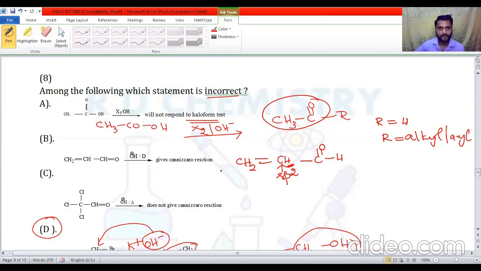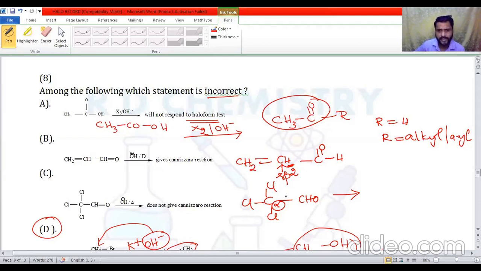Option C. The given compound contains 3 chlorine atoms on the same carbon, then CHO is there. Now here, the compound is said not to undergo Cannizzaro's reaction. Now this is the alpha carbon atom. Hydrogens are not there, right? It should undergo Cannizzaro, but the given statement says it does not, which means some other reaction is taking place. The option should be only one.